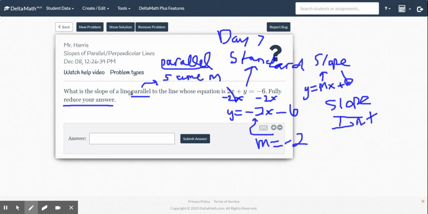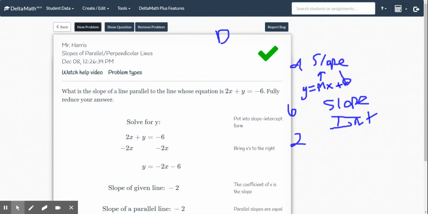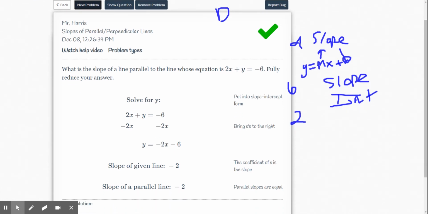So we know our line is parallel. It's going to have the same slope. So check it out. Slope's going to be -2. And is that reduced? Yes, it is. No way to reduce that answer anymore. -2 is -2. Hey, check it out. They did the exact same thing. Subtract 2x over. Slope of that line is -2. And if we're parallel, we know the slopes are the same.